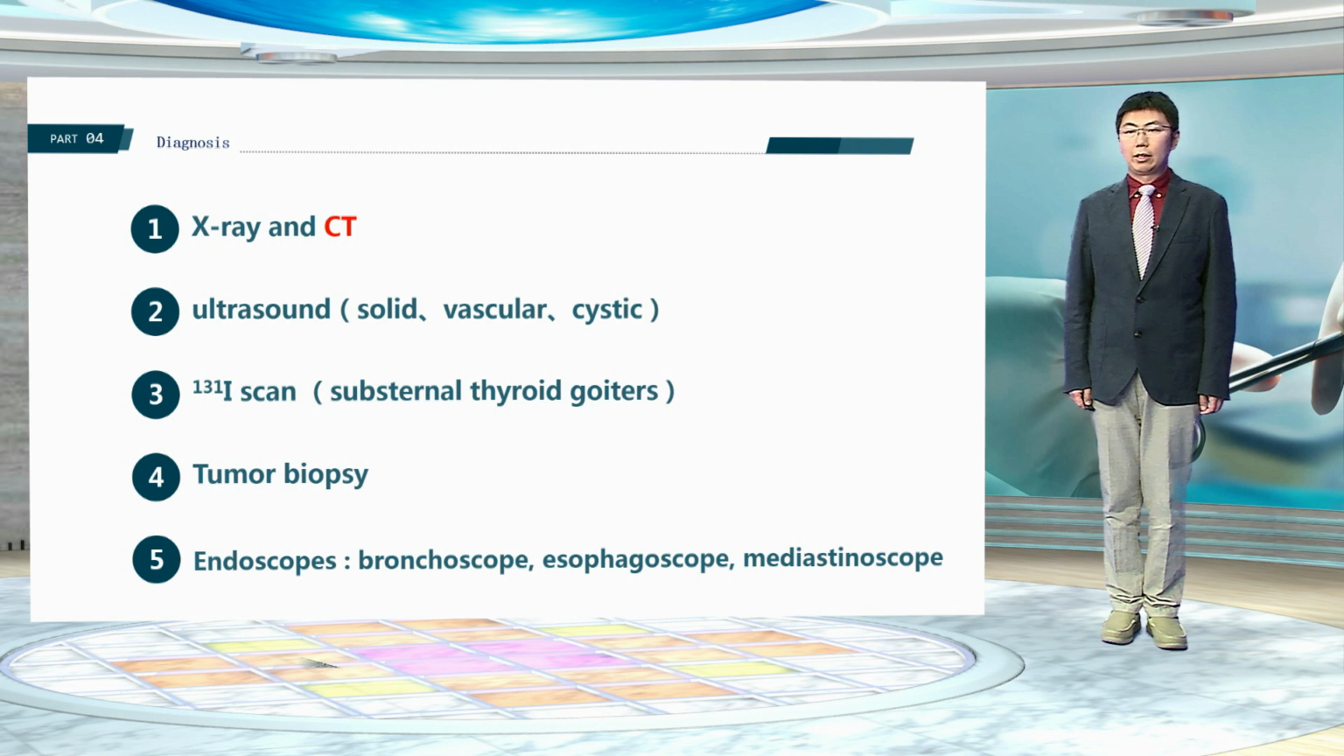Iodine-131 is specially used in diagnosing ectopic thyroid goiters. Tumor biopsy can collect tissues from the mass to determine the type of tumor present for a definitive diagnosis. We can do tumor biopsy by endoscopes such as bronchoscope, esophagoscope, and mediastinoscope.